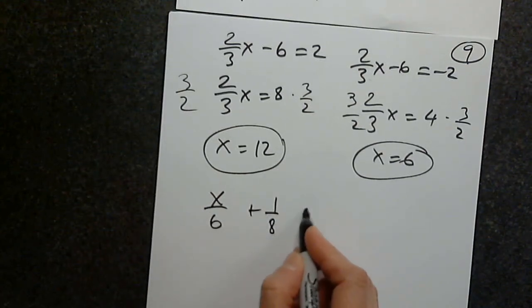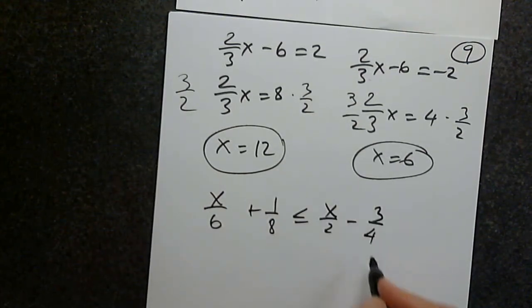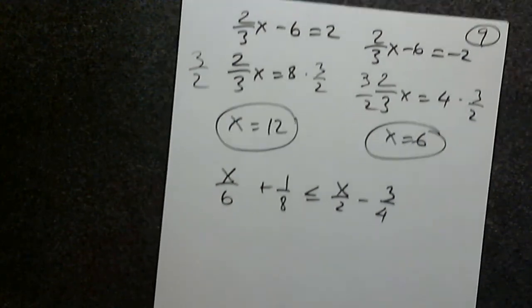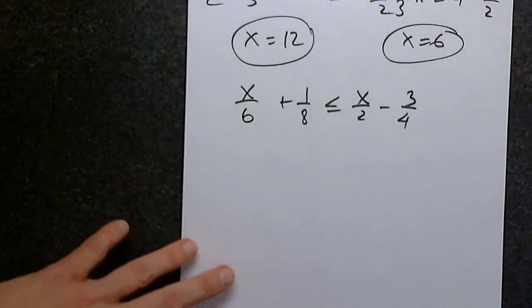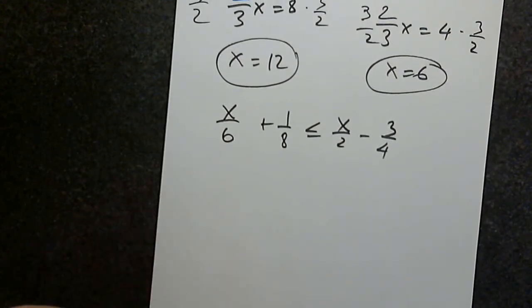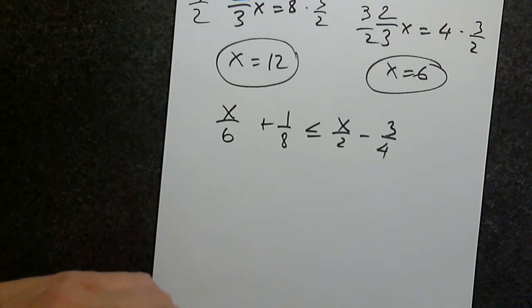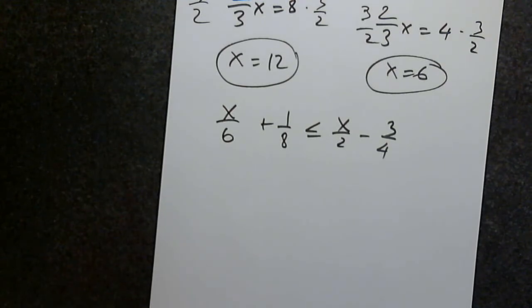Plus 1 over 8 less than or equal to x over 2 minus 3 over 4. Okay. What type of inequality is it? Very good. What type of inequality is it? Correct. Perfect. So what is recommended to do here? Exactly. Eliminate fractions. What is the smallest number that will eliminate all fractions?